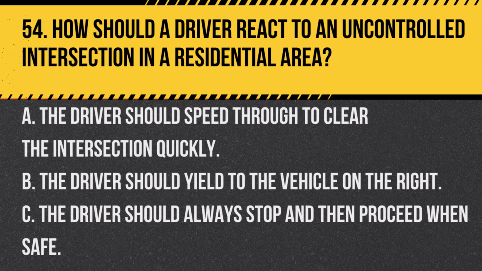Question 54. How should a driver react to an uncontrolled intersection in a residential area? A. The driver should speed through to clear the intersection quickly. B. The driver should yield to the vehicle on the right. C. The driver should always stop and then proceed when safe. Answer B. The driver should yield to the vehicle on the right. This rule helps manage right-of-way in the absence of traffic control devices.